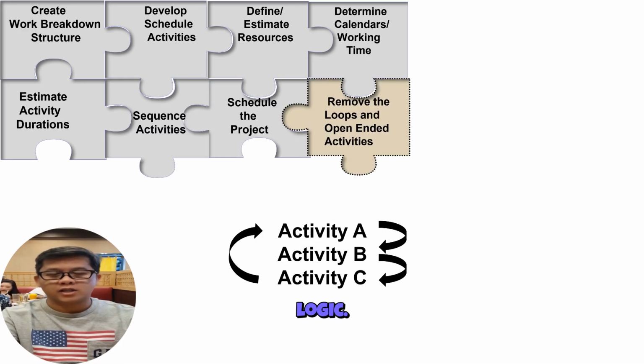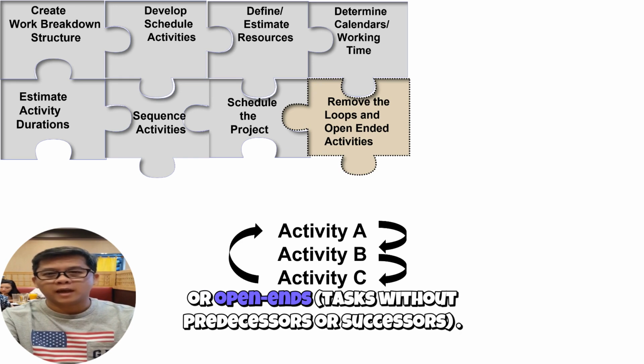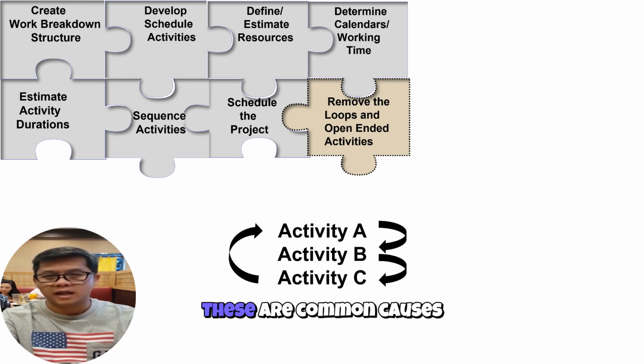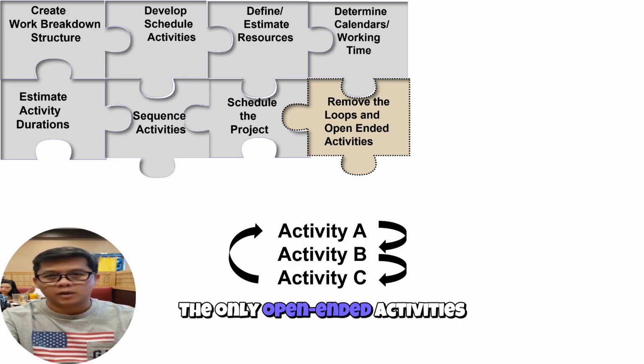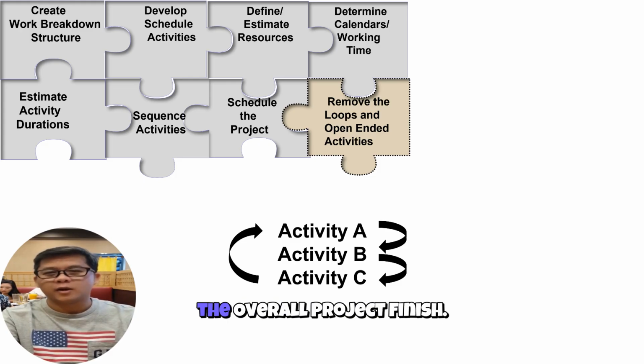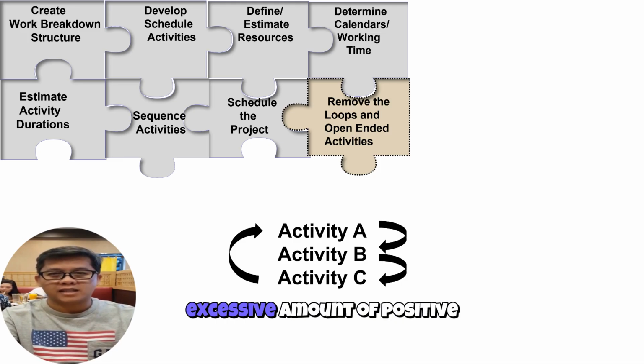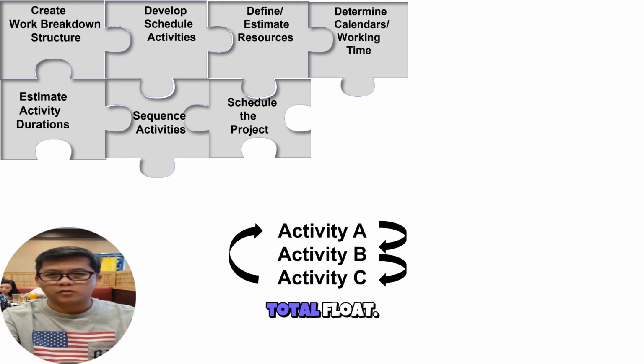Now we clean the logic. Remove any loops, circular dependencies, or open ends, tasks without predecessors or successors. These are common causes of broken or misleading schedules. The only open-ended activities in your project should be the overall start and the overall project finish. Open-end activities contain an excessive amount of positive total float.